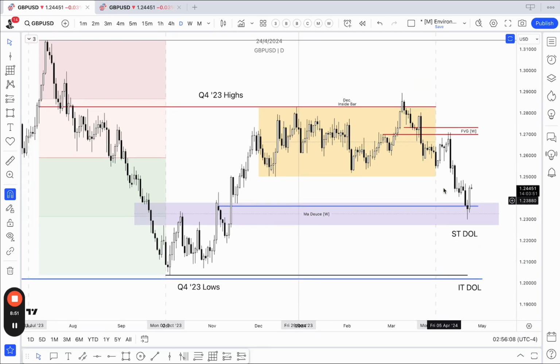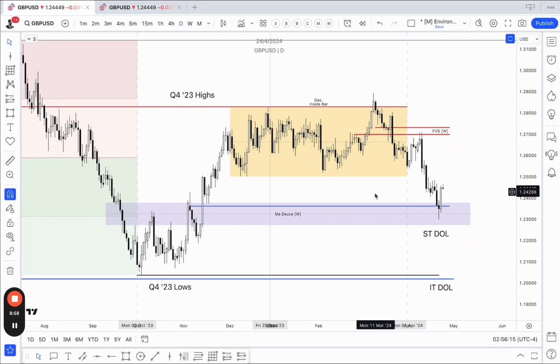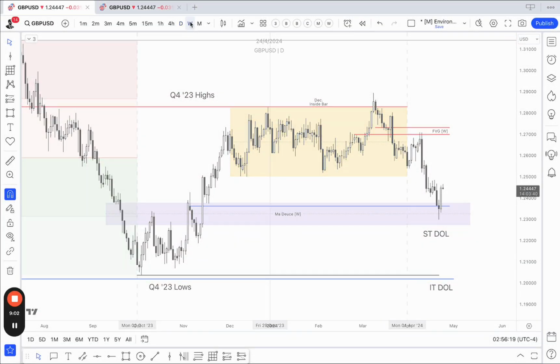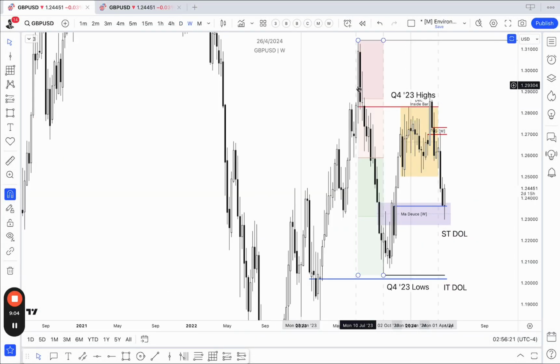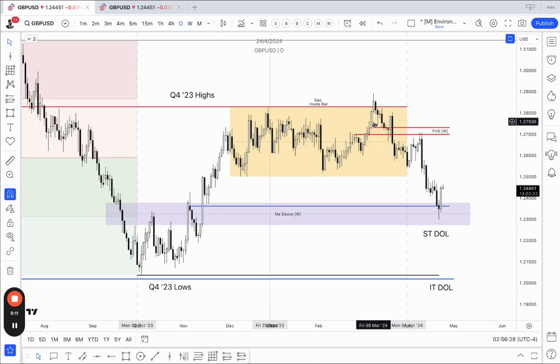Okay, so already we're having directional bias for that monthly candle, and then we could see, okay, what is the current institutional order flow? Well, weekly reacted off this, we took out the high, we're breaking down candles, and we could also study more institutional order flow on the daily chart.